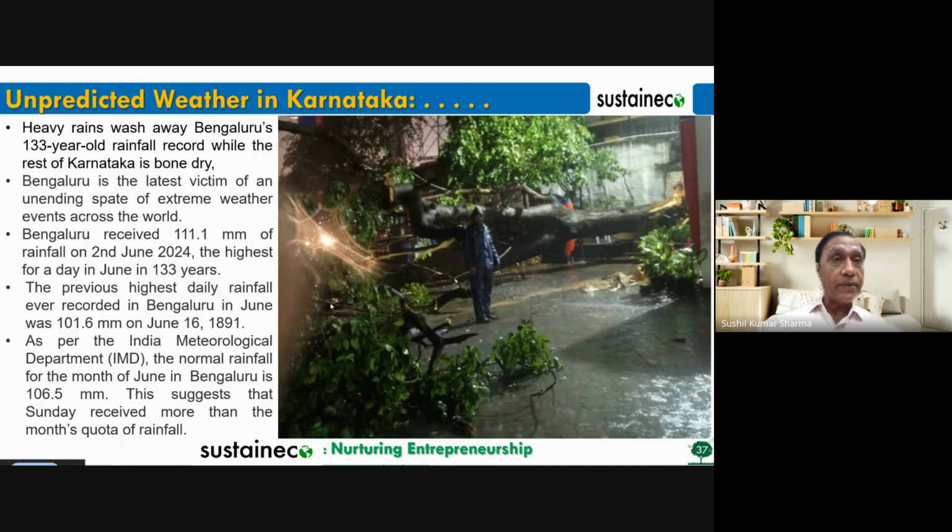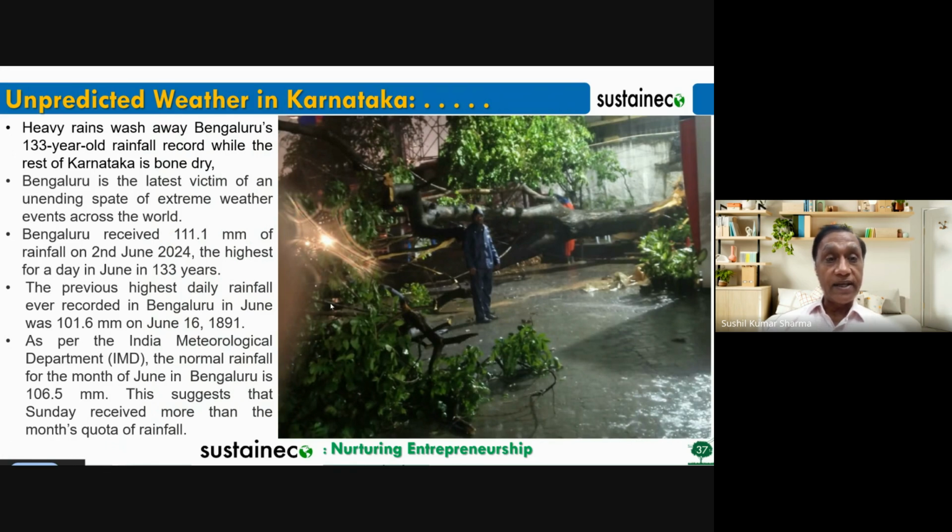Now, coming to unpredicted weather in Karnataka, heavy rains wash away Bengaluru's 133-year-old rainfall record, while the rest of Karnataka is bone dry. Bengaluru is the latest victim of an unending spate of extreme weather events across the world. Bengaluru received 111 millimeter of rainfall on 2nd June, the highest for a day in June in 133 years.